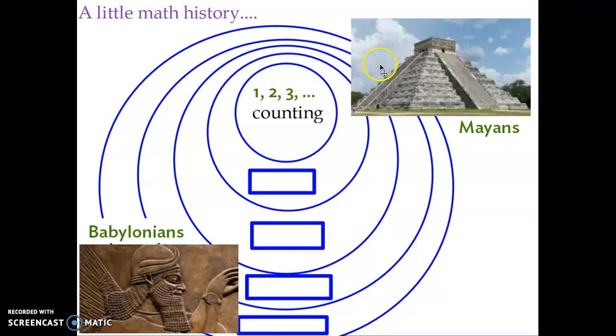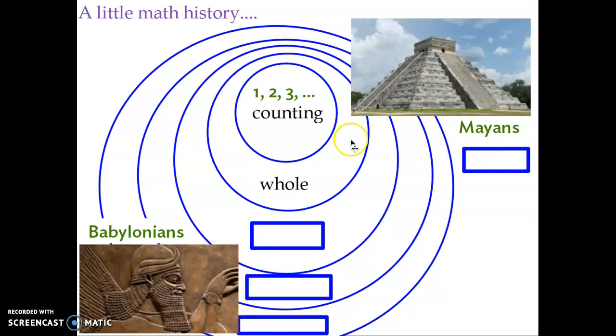Well, we realized very quickly that that was an insufficient number of numbers. So the Mayans in our part of the world and the Babylonians on the other part of the world, they increased our numbers to include the whole numbers. So you guys remember the way Venn diagrams work? This counting number circle is inside of the whole number circle.